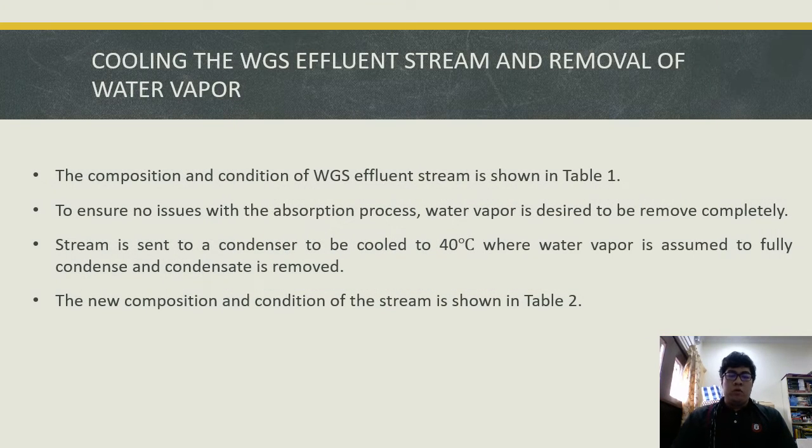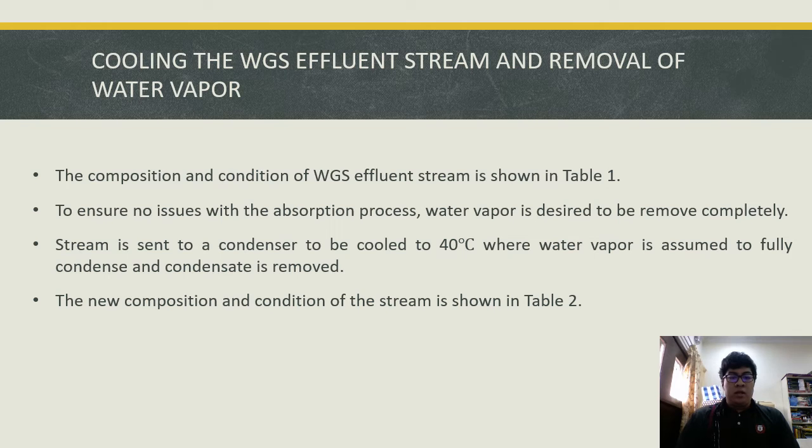Now before we go into the absorption part, in the effluent stream of WGS, in the next slide in table 1, the composition contains water vapor. Now to ensure that we have no issues with the absorption process, we have decided to completely remove the water vapor as stated here. In order to do that, we send the stream into a condenser, which cools the stream down to 40 degrees, where water is assumed to be fully condensed and removed.